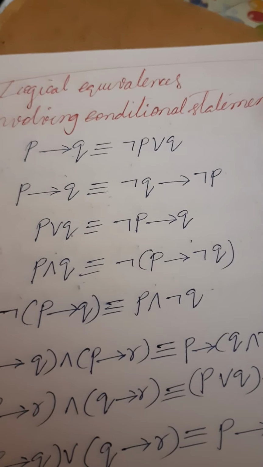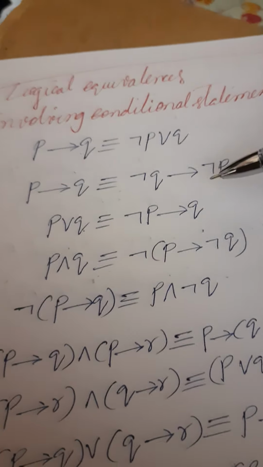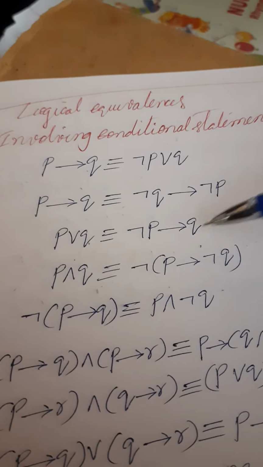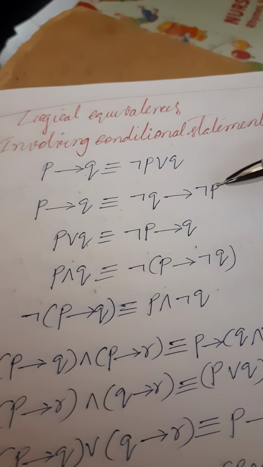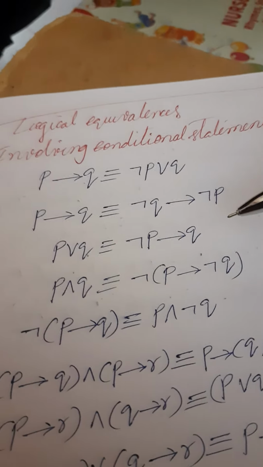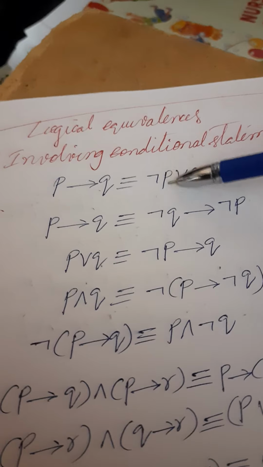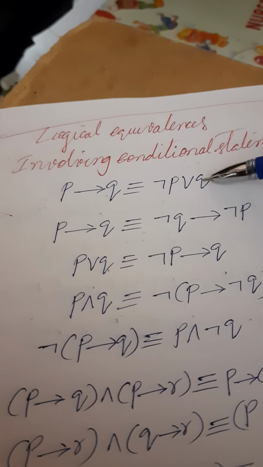Okay, now I will explain some logical equivalences involving conditional statements. From these conditional statements only we got two questions in the recent UGC NET 2020 exam. Okay, please listen carefully. P implies Q is equivalent to negation P or Q. This is the formula.